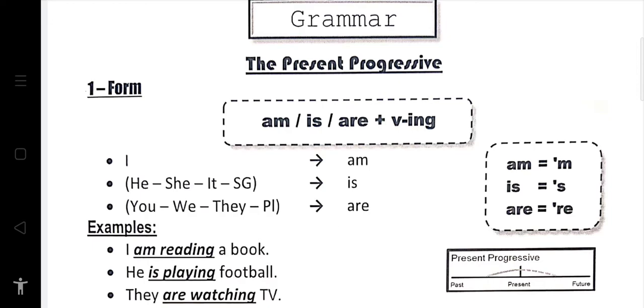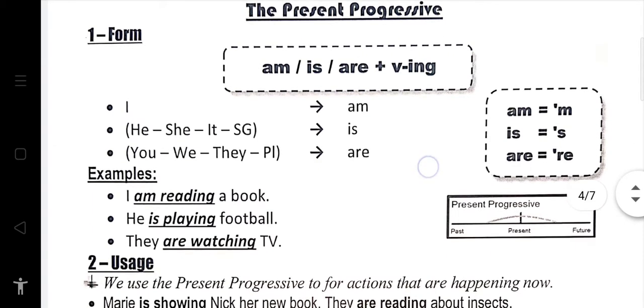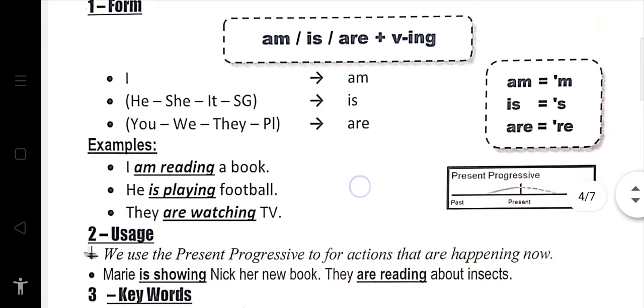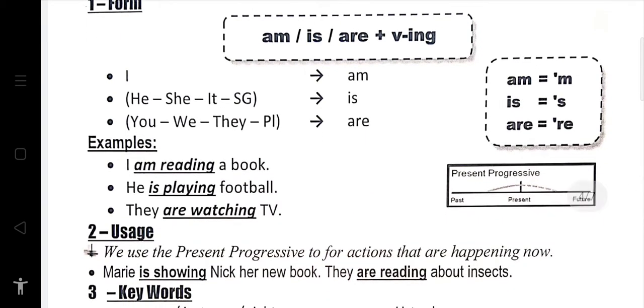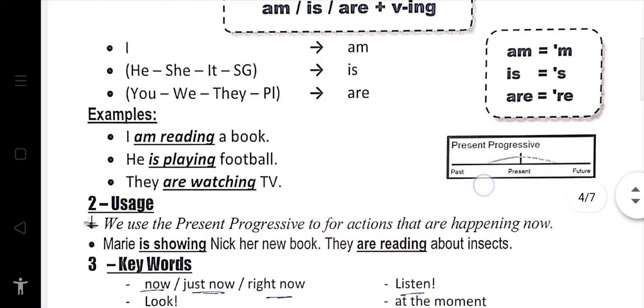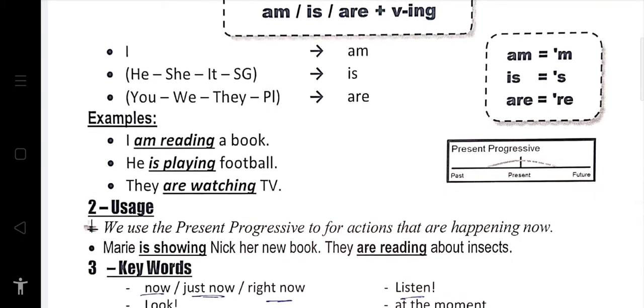Let's go back to the present progressive. Examples. I'm reading a book. He is playing football. They're watching TV. What about the usage? We use the present progressive tense for actions that are happening now. Mary is showing Nick her new book. They are reading about insects.